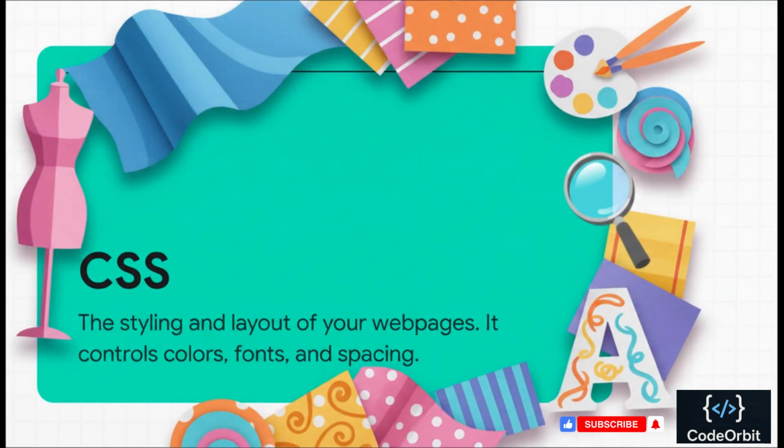So, if HTML is the skeleton, then CSS is the style. It's the clothes, the skin, the whole visual design. CSS takes that basic, bony structure and adds all the colors, the fonts, the spacing, and the layouts that make it actually look good.